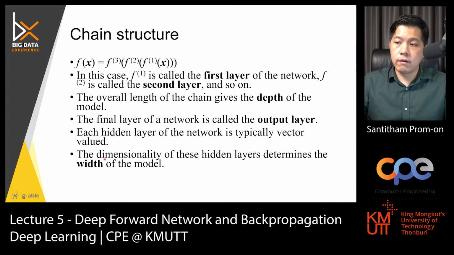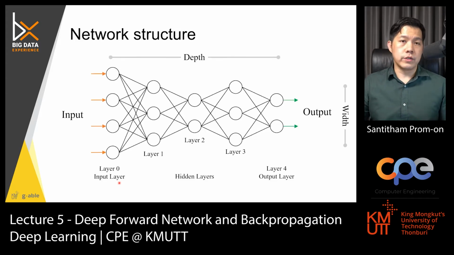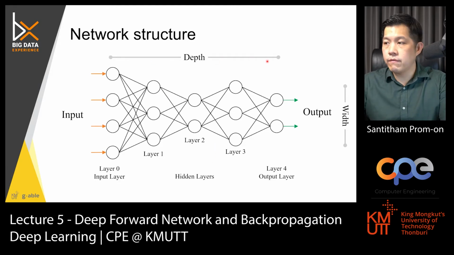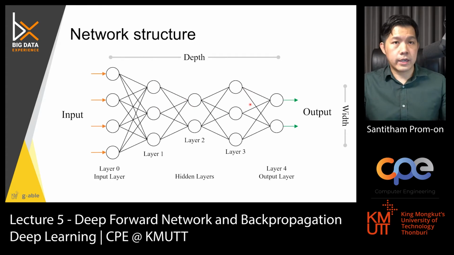The dimension of the layer, I would say the number of nodes in each layer, is referred to as the width of the model. So in the network structure, we usually refer to it this way. The depth is the number of layers that you have, and the width is the number of components, the number of models, in each layer. The width of each layer can be different, and it depends on the architecture as well.